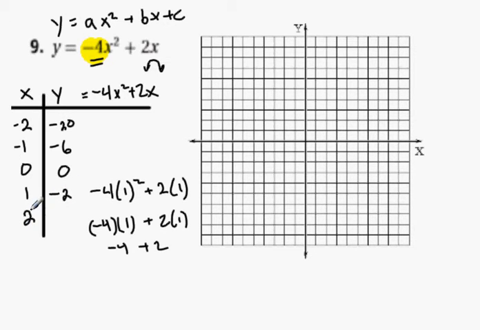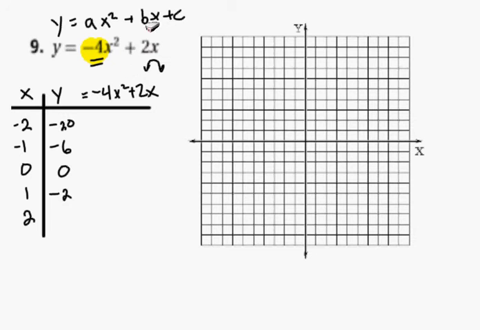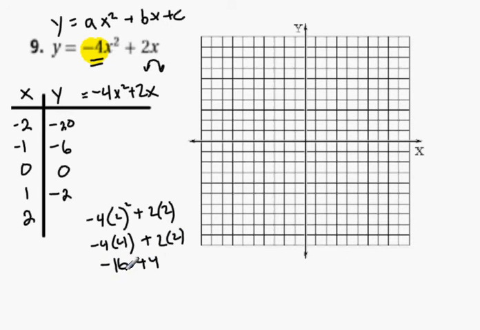Alright, let's go to 2. Okay, so same procedure, negative 4, 2 squared, plus 2 times 2. So this becomes negative 4 times 4, plus 2 times 2, negative 16, plus 4, negative 12.